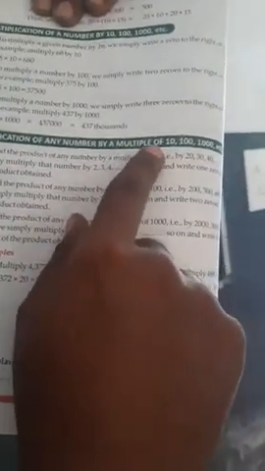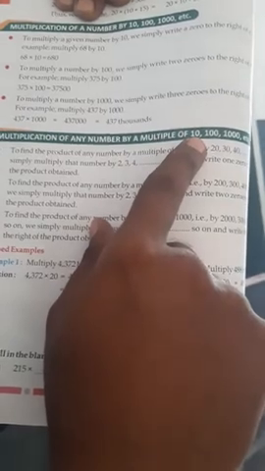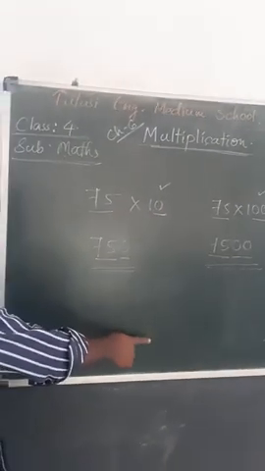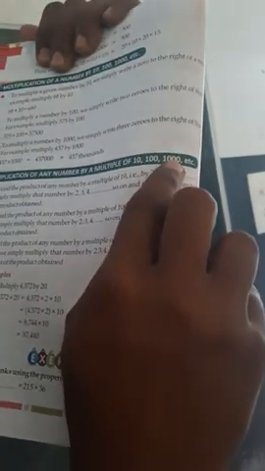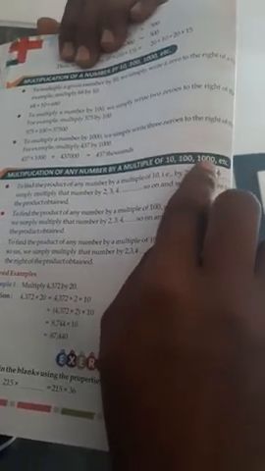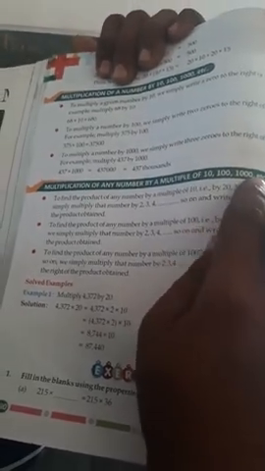Next, multiplication of any number by a multiple of 10, 100, 1000, etc. Multiples of 10 means 20, 30, 40, 50 in that way. Multiples of 100: 100, 200, 300, 400, 500 in this way. Multiples of 1000: 1000, 2000, 3000, 4000 like that. Multiples of 10, multiples of 100, multiples of 1000 in that way.